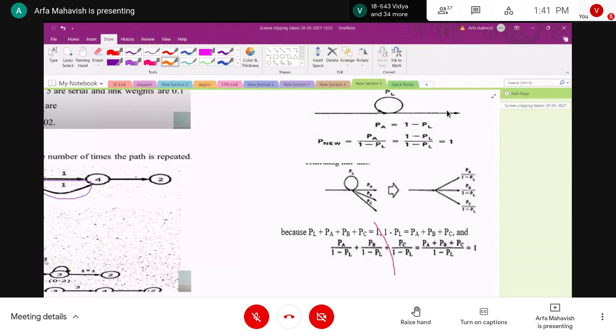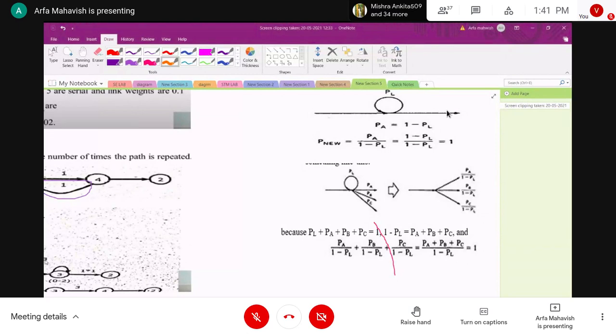So why does the complexity reduce after a few steps? We are replacing PA as 1 minus PL. Whenever 1 minus PL is divided by 1 minus PL, we get the result as 1. So all we are doing is replacing the outgoing probability with 1. After a few steps in the graph we are removing the nodes, right?